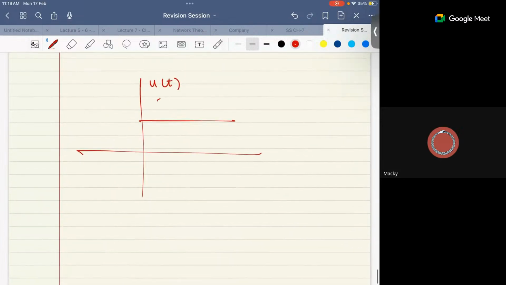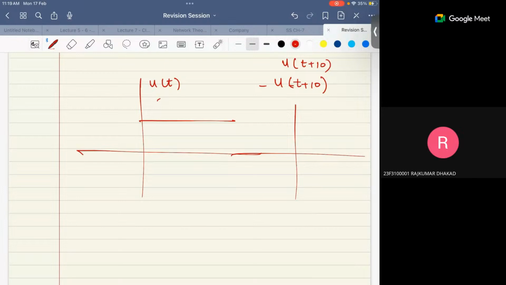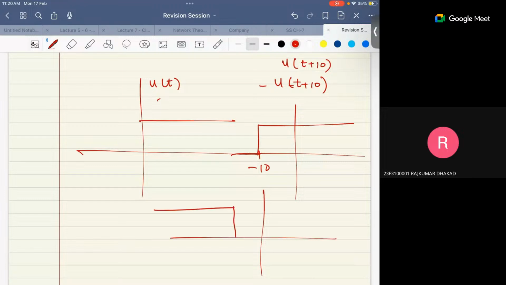See, ut has been given. Now you have to plot what? U of minus t plus 10, right? And then you have to do the subtraction, correct? So you plot it, u of minus t plus 10. So first you do u of t plus 10 and then the time reversal, correct? So t plus 10, it will start from somewhere minus 10, correct? And you do the time reversal. So if you do the time reversal, you will be left with what? Correct? This is minus t plus 10.